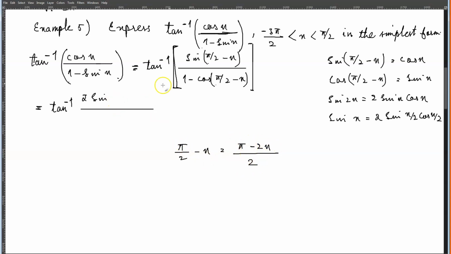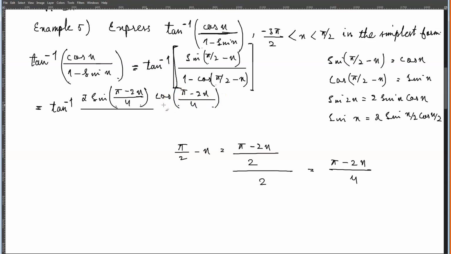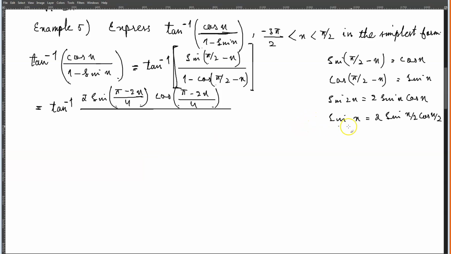And if I want to divide this angle by 2, because I have to do it here as a part of this formula, then if I divide this by 2, I will get pi minus 2x divided by 4, right? So this angle divided by 2 becomes pi minus 2x divided by 4. And then I have also cos of the same angle, which is pi minus 2x divided by 4, and then the denominator is 1 minus cos of pi by 2 minus x.